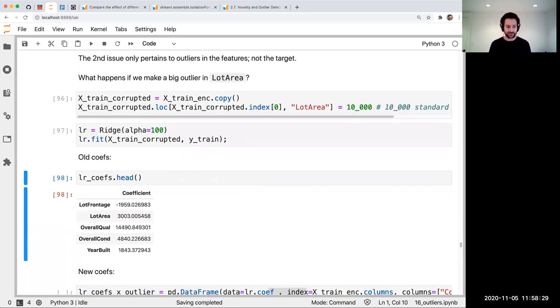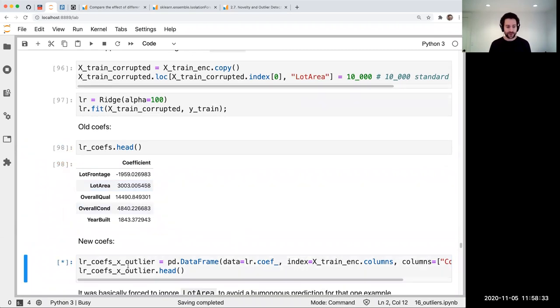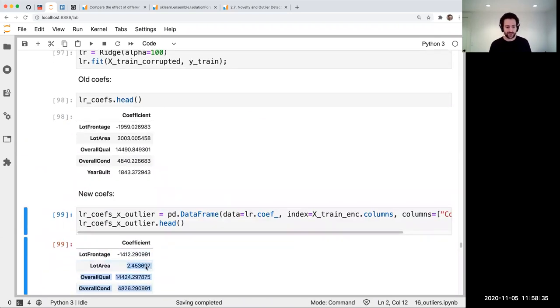So these were the coefficients we had before. We had a coefficient of 3,000 for lot area. And what we have now is a coefficient of 2 for lot area. So here's what's happening here. And notice all the other coefficients change too, which is normal. So here's the explanation for this. Remember how linear regression makes predictions. It multiplies the coefficient by the feature value.